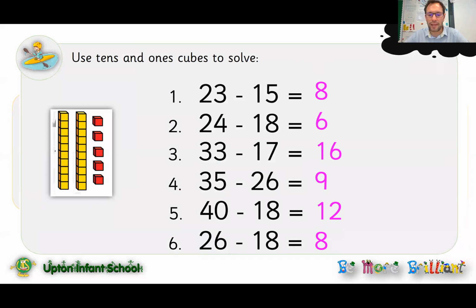And, oh, it's not, is it? That's 22. 40 take away 18 should be 22. Mr. Williams has made a mistake. Luckily, I spotted that. I'm going to cross that out. 22. There we go. 26 take away 18 is 8.